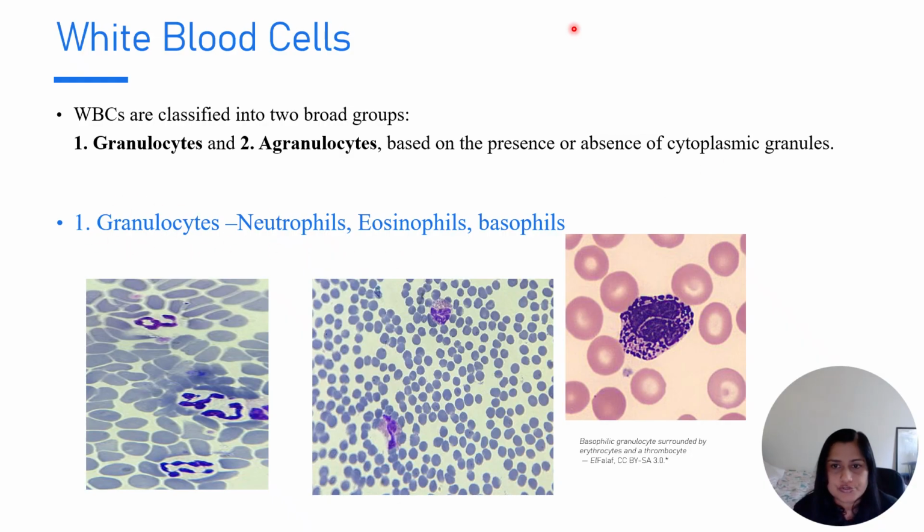Granulocytes include neutrophils, eosinophils and basophils. Neutrophils are the most abundant WBC, the first responders during infection, and they perform phagocytosis. Eosinophils are involved in allergic reactions and defense against parasites, and they have very bright orange-red granules in stained smears. Basophils are the least common, containing deep blue granules rich in histamine and heparin. They play a key role in inflammation and hypersensitivity reactions.